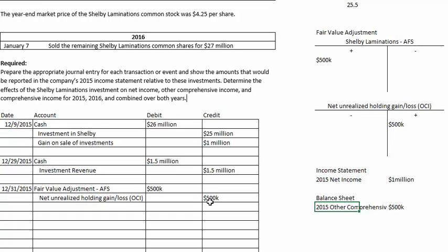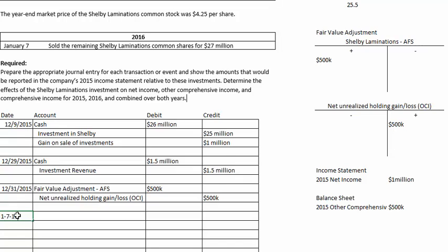There's only one entry to go, and that's in 2016. On the 7th of January, we sold the remaining shares, which are 6 million shares. We sold them for $27 million. So it's going to be somewhat similar to this December 9th entry. However, it will look significantly different. It'll be similar in the fact that we're going to receive cash.